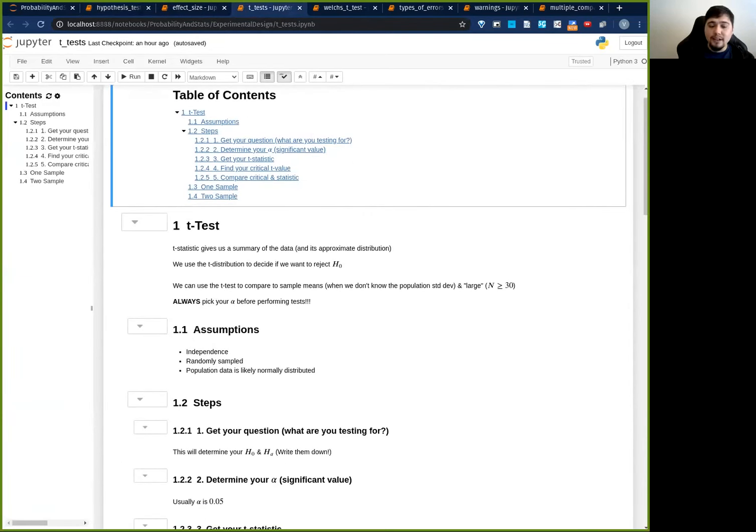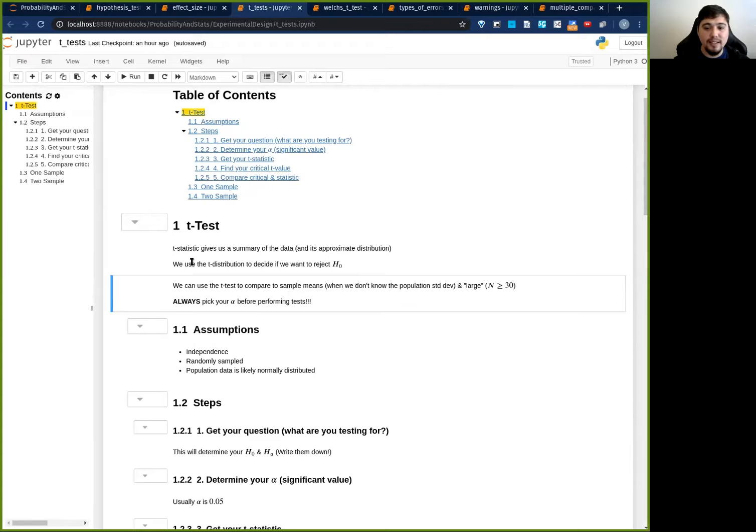So I kind of hinted already, I'm not even going to talk about z-tests, because why would you use a z-test when you have a t-test? The reason is that a t-distribution is a slight change from the normal curve, and with that change we can get better results. We can use this t-statistic, which gives us a summary of the data, and then use a t-distribution to decide if we want to reject the null hypothesis. We can use the t-test to compare sample means when we don't know the population standard deviation, and the sample is large, greater than 30.